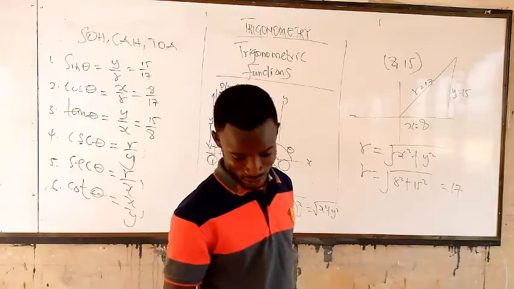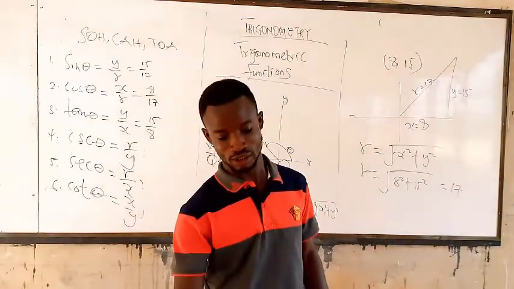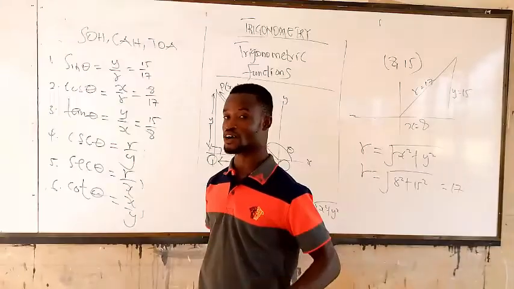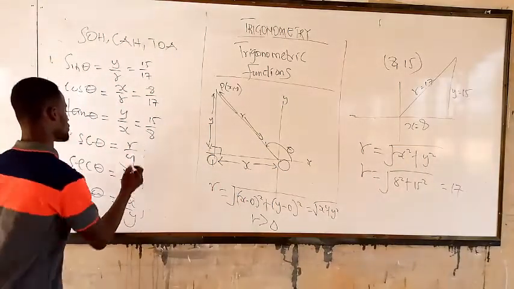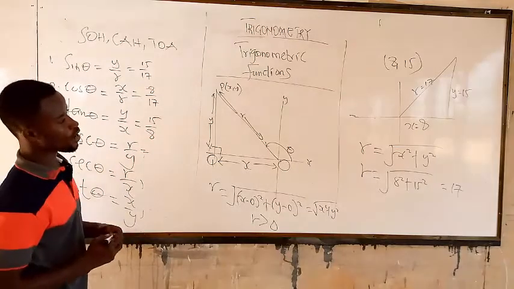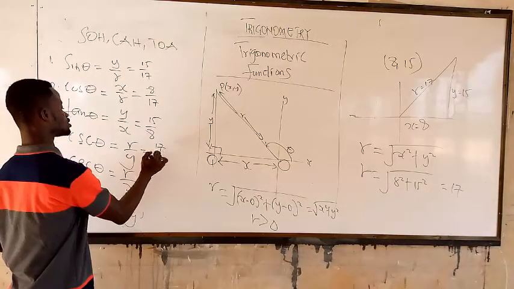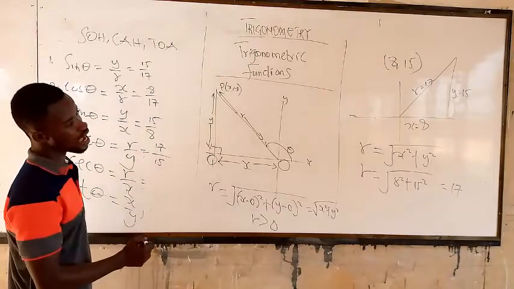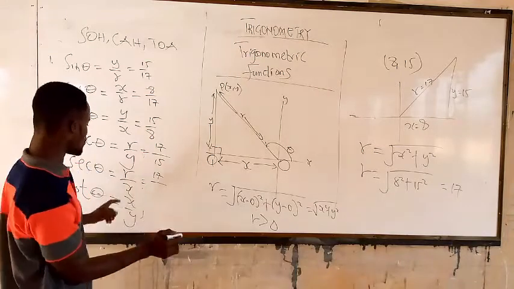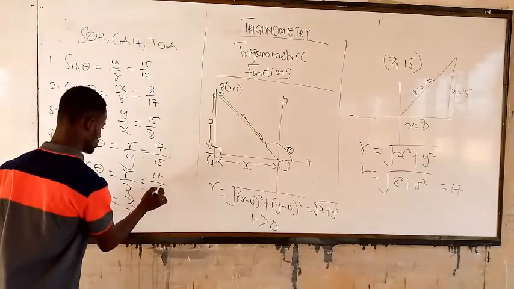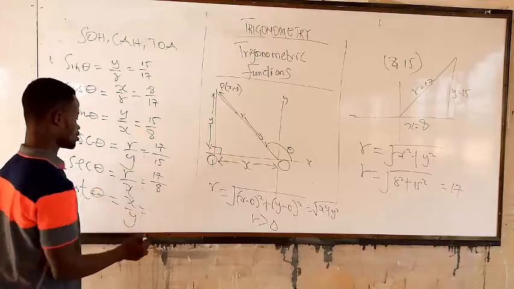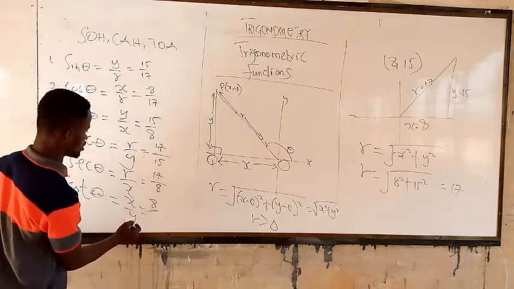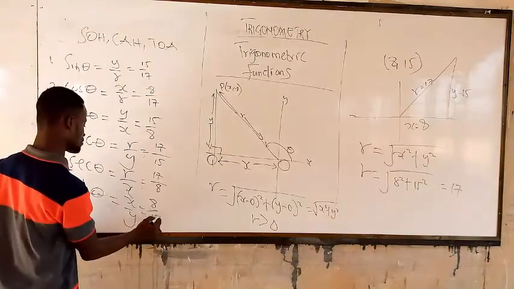Alright, so that is that. Make sure you continue. I should complete for you, then I'll give you one to try. R over y, so 17 over 15. R over x is 17 over 8. X over r is 8 over 17. And x over y is 8 over 15.